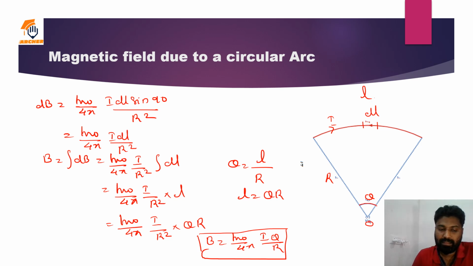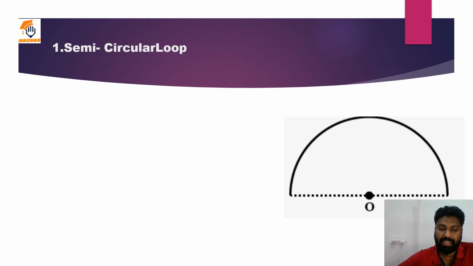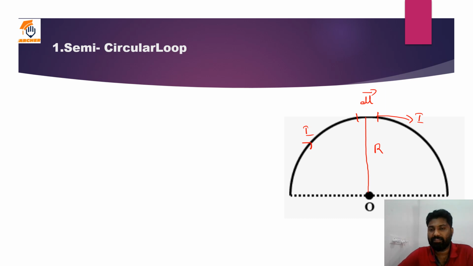So the next case we are taking is a semicircular loop. Here also we need to find the magnetic field. Here we are taking this as radius r. I current is passing through this. If I am taking an elemental length here having magnitude dl, with I current passing through this, we need to find the magnetic field at the point O.